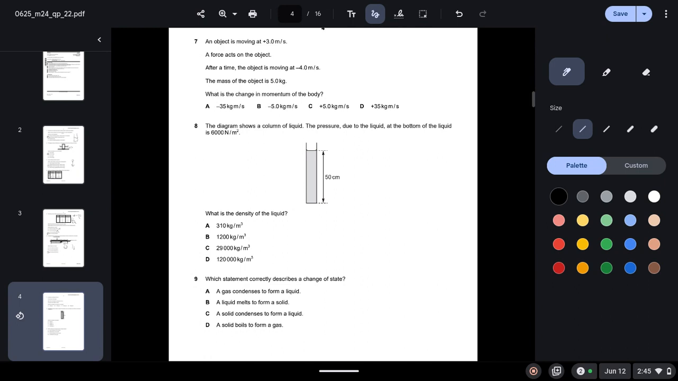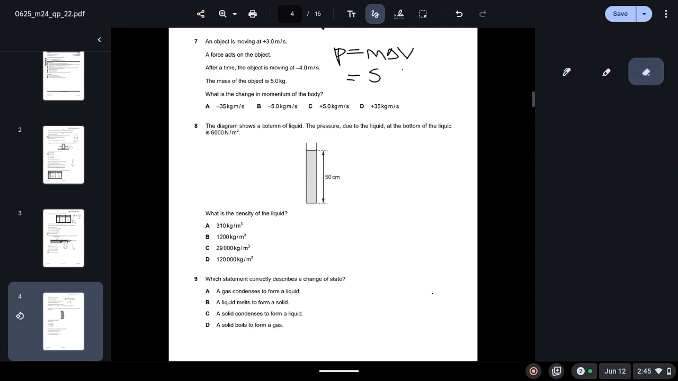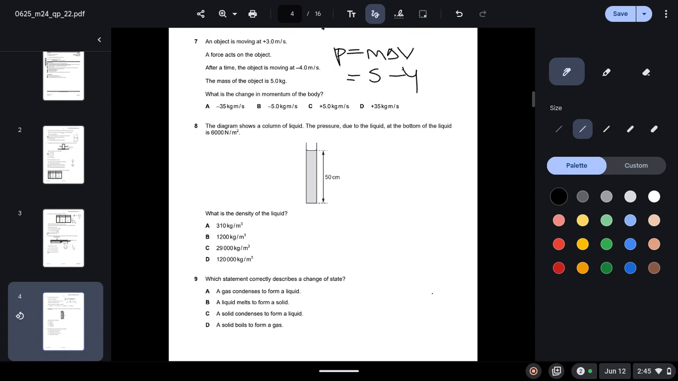So we know the formula for momentum. Momentum is m delta v, where delta v is the change in velocity. So the mass we know is 5 kilograms. Change in velocity is final velocity minus initial velocity. So final velocity we have minus 4, and initial velocity was 3. So 5 times minus 7 would give you minus 35. So A is your answer.